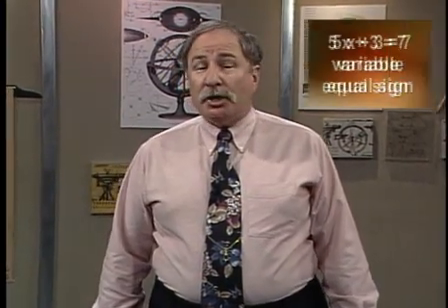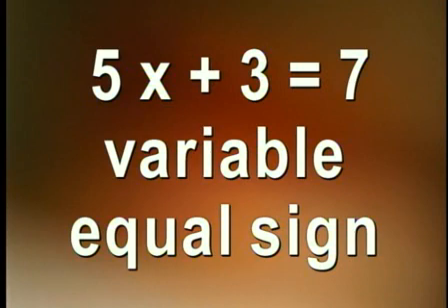An equation must have two things. As shown in the first graphic, an equation must have a variable and it must have an equal sign. In the equation we see 5x plus 3 equals 7. The variable is the x. That is a letter standing for an unknown number. And of course the equal sign separates the 5x plus 3 from the 7.